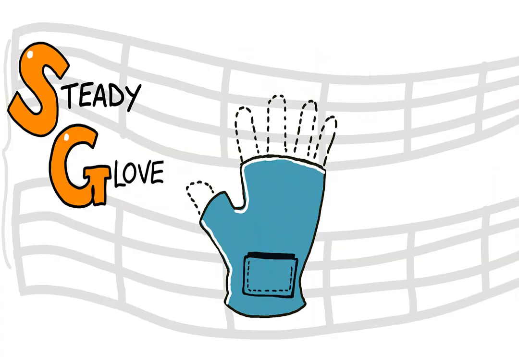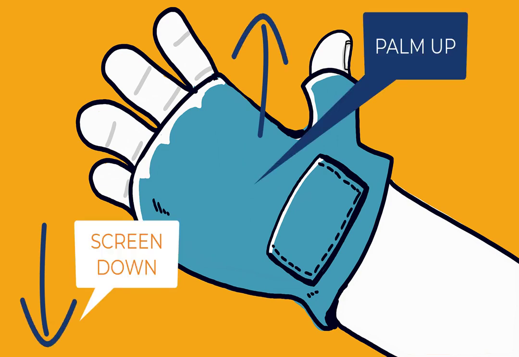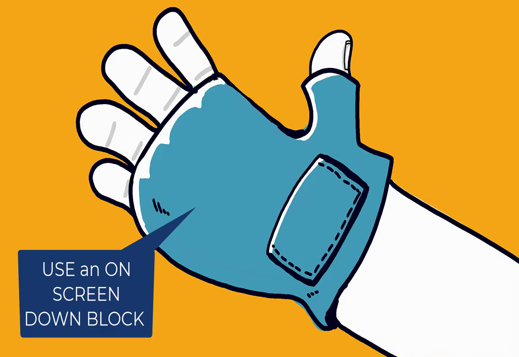Now we need to get the glove to work out if the game has started or not. This part of the program is very similar to the Steady Glove project, so you might want to look back at that to see how that worked. When you place your palm upwards, the screen of the Microbit will be facing downwards, so use an on-screen down block. Slot inside it an if block, and we want this code to run only if the play Boolean variable is false.